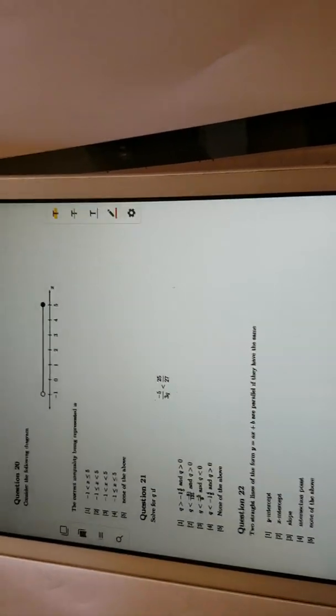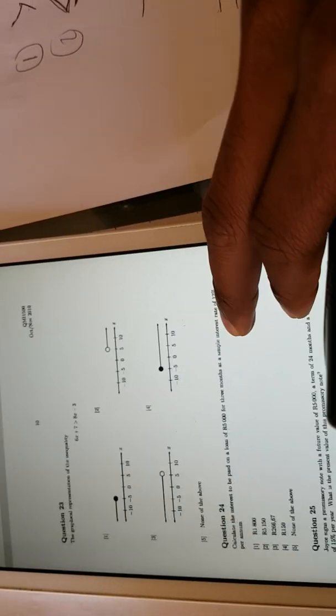Okay, let's move to question number 22. Two straight lines of the form y equals ax plus b are parallel if the lines have the same. This is what you must know. Parallel lines have the same slope, so option number 3 is correct. Parallel lines have the same slope, so option number 3 here is correct.